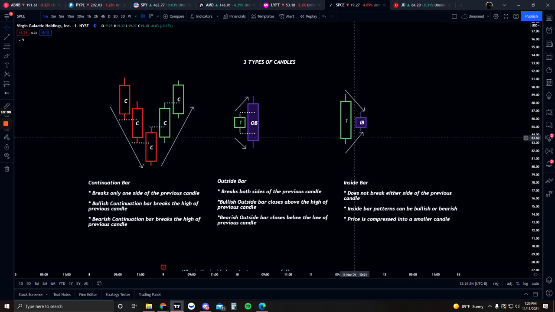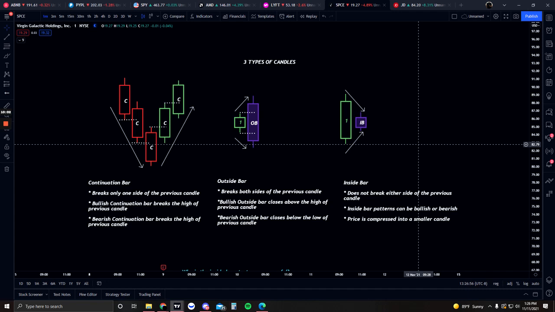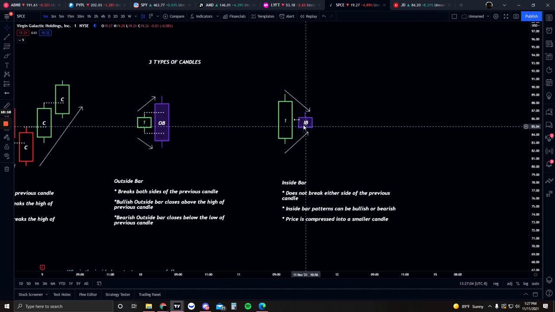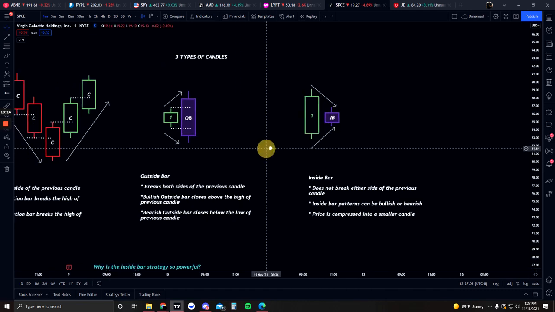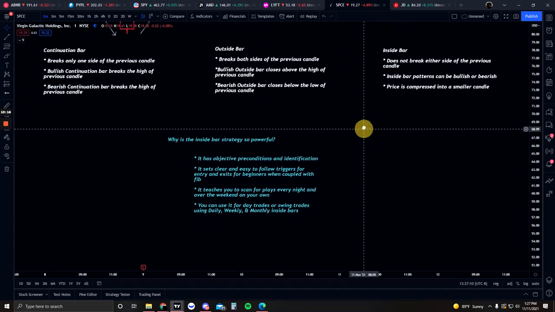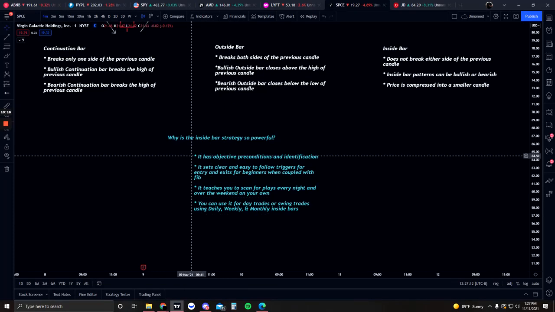So when things compress, have you guys ever seen people draw triangles and they're always like the price is tightening, or they see, oh, there's a pennant and there's going to be a breakout? You kind of want to look at inside bars as price compressing. Now, this does a couple things, right? I'm going to tell you guys why it's so powerful.